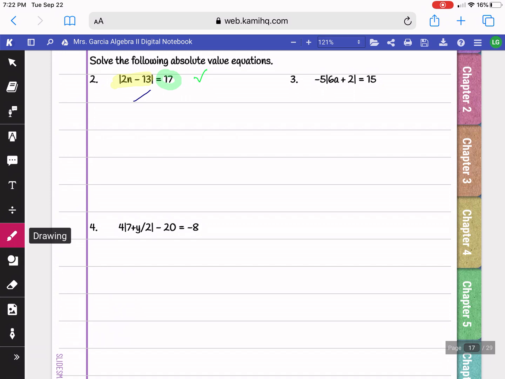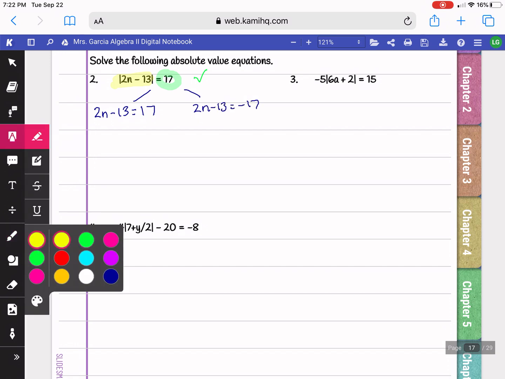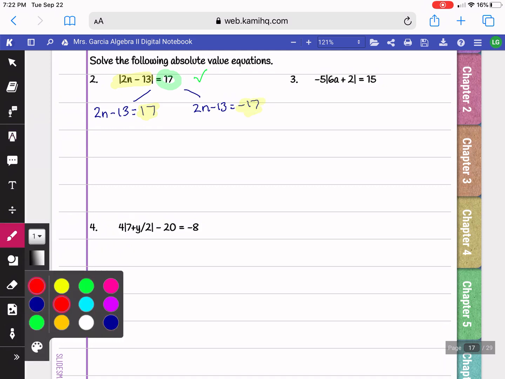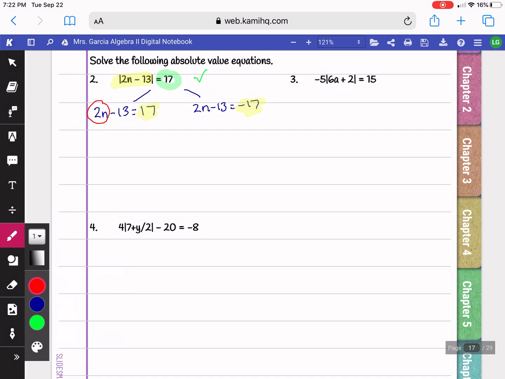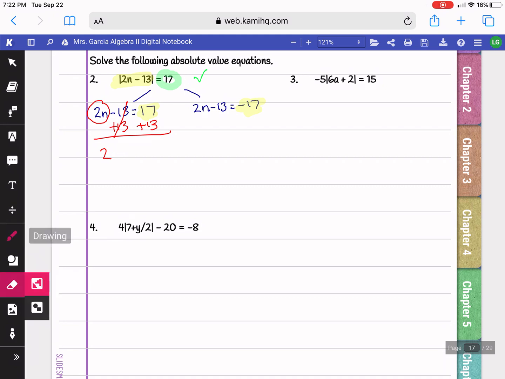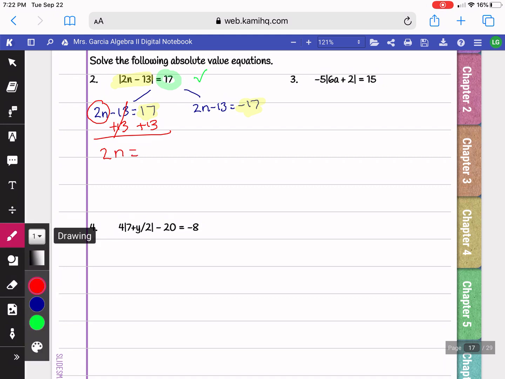So I'm going to split it into two problems. 2n minus 13 equals 17, and 2n minus 13 equals -17. So remember, when you split it, one's positive, one's negative. And now we can solve for n. So here our 2n is stuck, so I'm going to add 13 to both sides. So I get 2n equals 30. And now if I divide by 2, I get n equals 15.